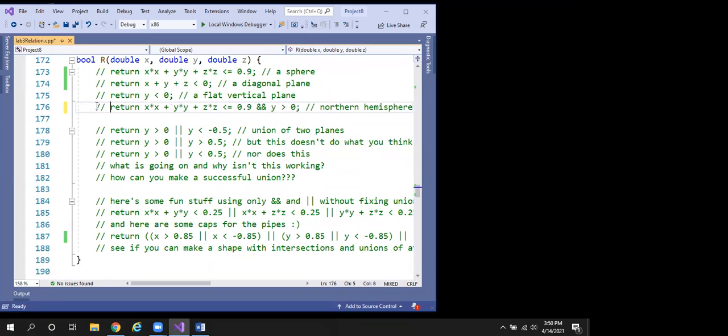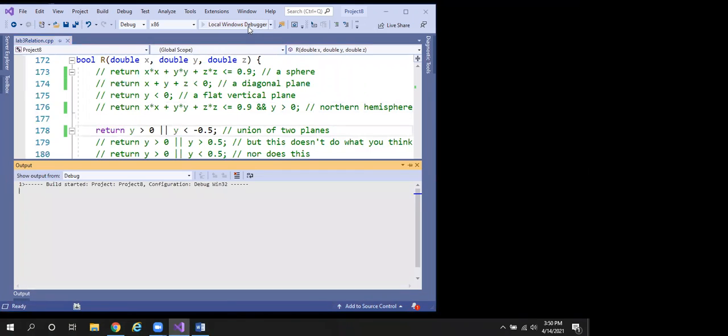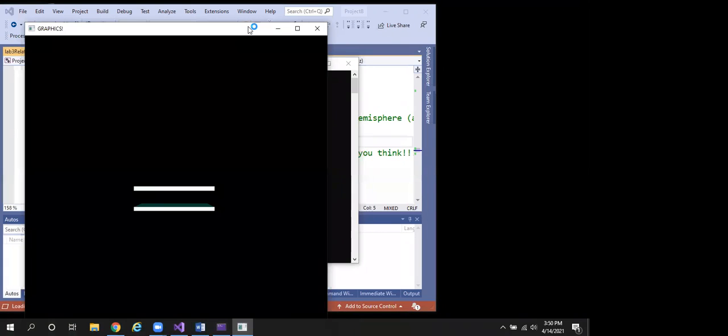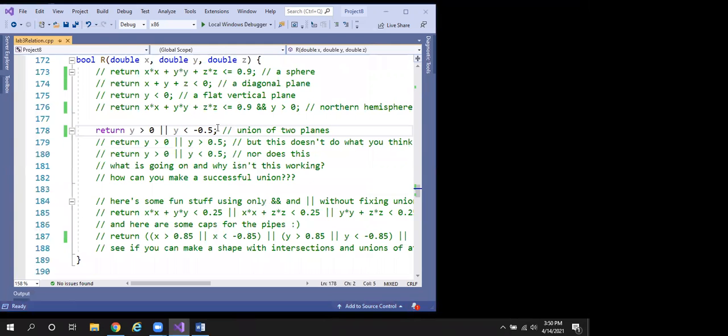So here's the union of two planes. So I want to take two planes and draw both of them, right? Because what your assignment is, and we're out of time, so I should probably tell you what you're supposed to do here. Your assignment is to take a bunch of different surfaces and put them together to make a sculpture, right? The whole purpose this term is to make sculptures, right? So here's two planes, and the way that I got that is by ORing together these two logical expressions that have one plane at y equals 0 and another plane at y is at negative 0.5. But this one doesn't do what you think.